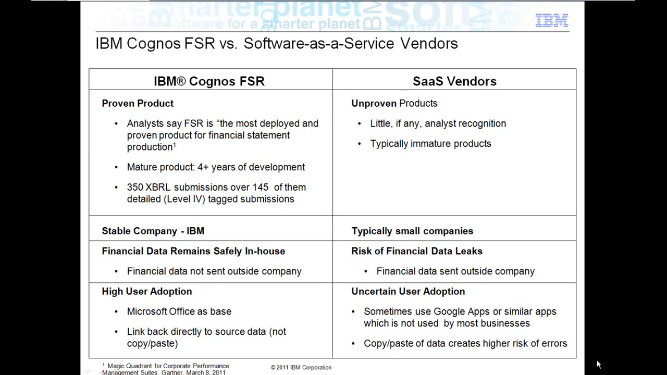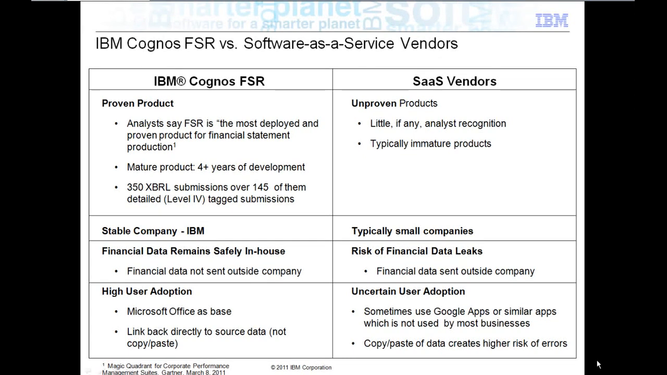Financial data remains safely in-house utilizing Cognos FSR. Your financial data is not sent outside of the company. There's high user adoption with Microsoft Office used as a base, and you're able to link back directly to your source data. You're not copying and pasting information, and you're going to see some of the benefits of that throughout the reporting process as well as for XBRL.